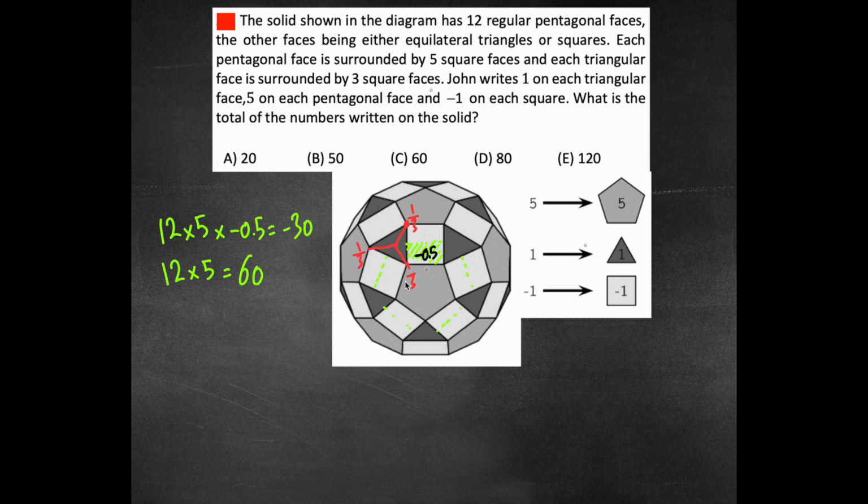Now if you look at each pentagonal, it's surrounded by 5 triangles. Instead of counting those 5 triangles, let's say it's surrounded by 5 tiny triangles, each with a value of 1/3. So I have 12 pentagonals, each of them has 5 tiny triangles, and each of those tiny triangles carries the value of 1/3, and that's going to be 4 times 5, which is +20. So all I have to do is add these numbers, and I get -30 plus 60, which is +30, plus 20, that is +50, and that is answer choice B.